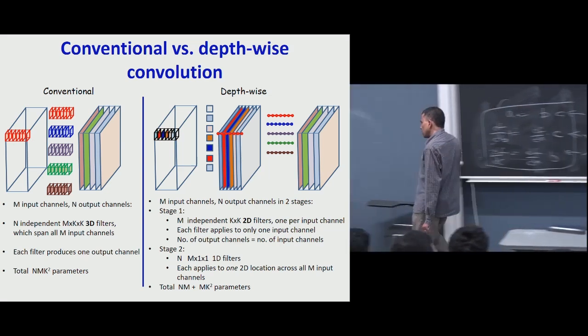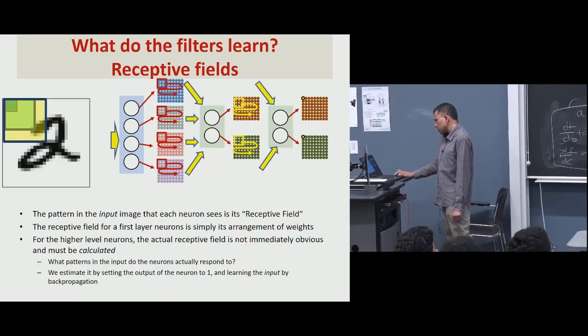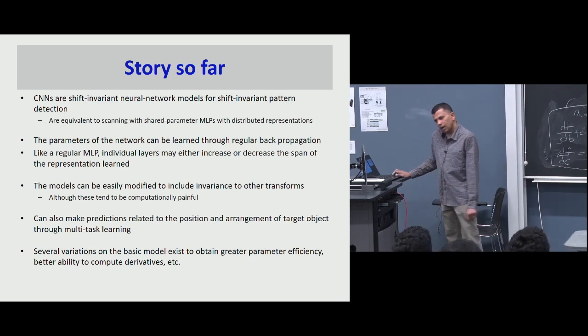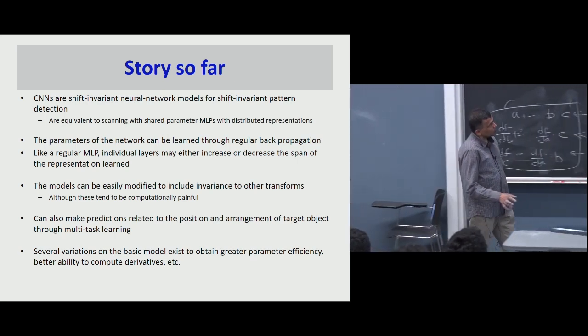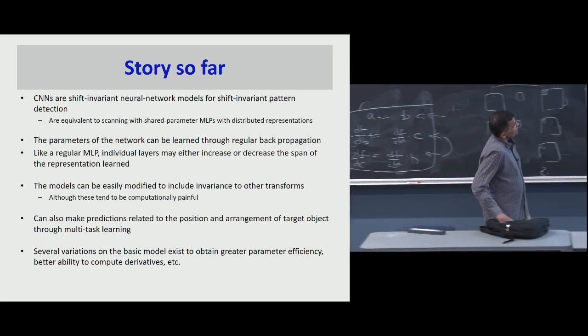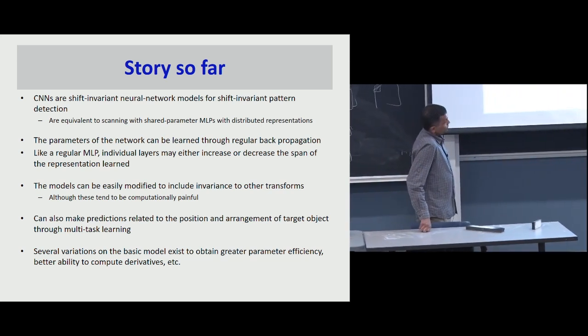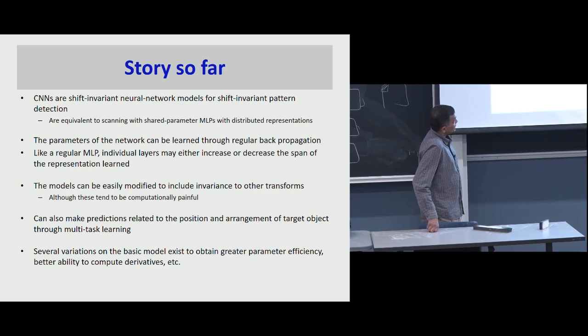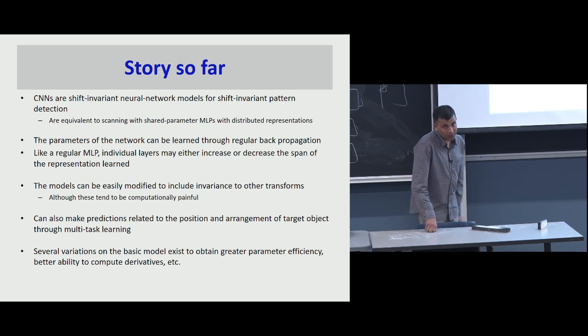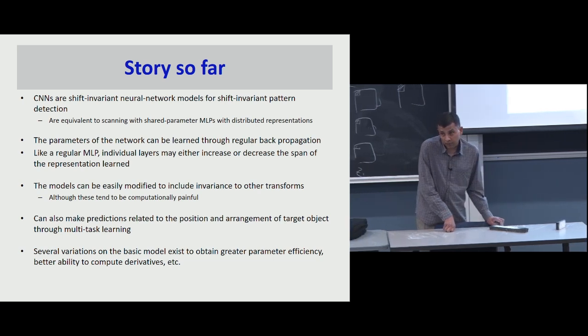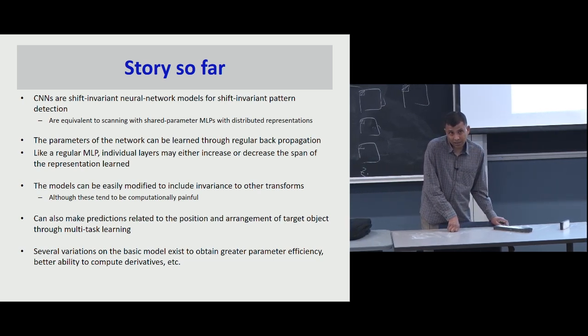Right? So there's a lot more to the story in the rest of the slides. Take a look. I'll just stop with the story so far. CNNs are shift invariant neural network models for shift invariant pattern detection. The parameters can be learned through backprop. They can be easily modified to include invariance to other transforms. They can make predictions related to the position and arrangement of target objects. And several variations on the basic model exist to obtain greater parameter efficiency, better ability to compute derivatives, etc.